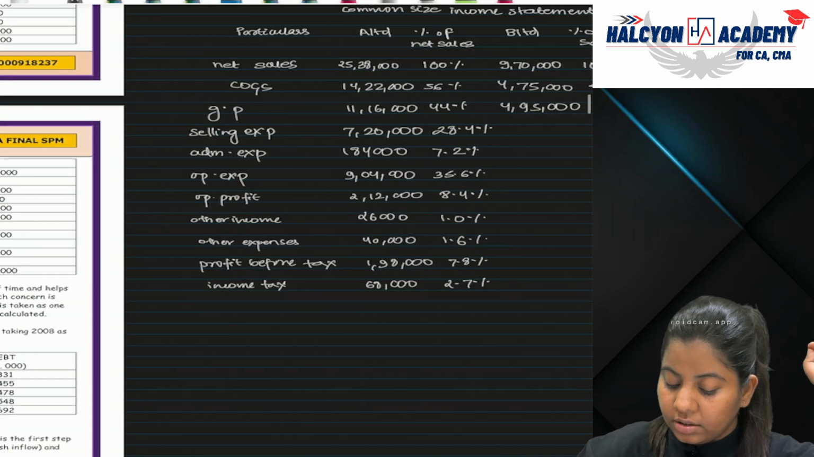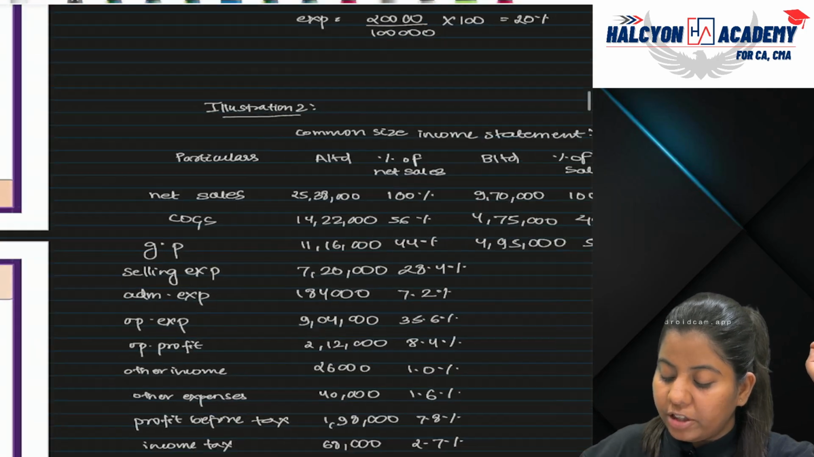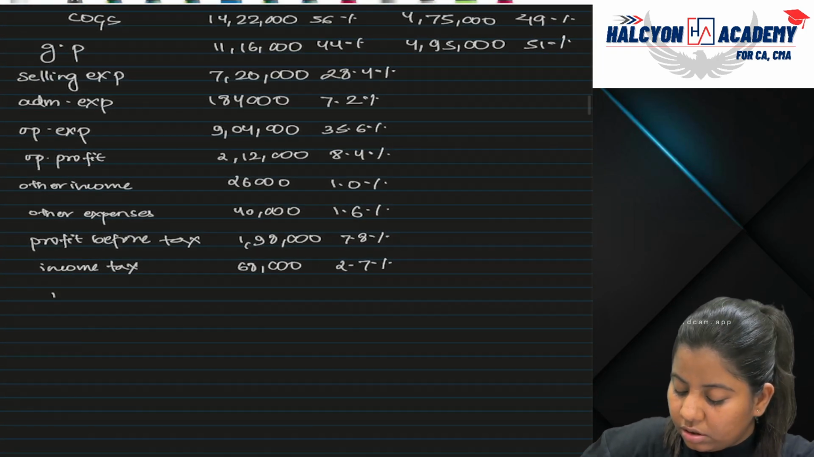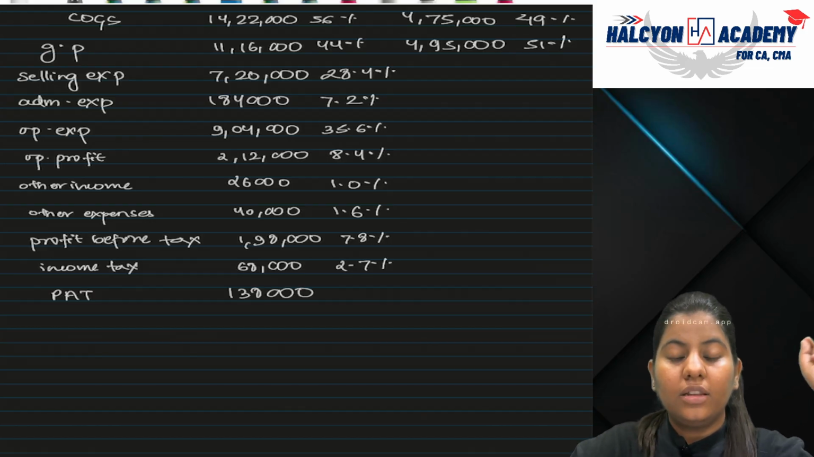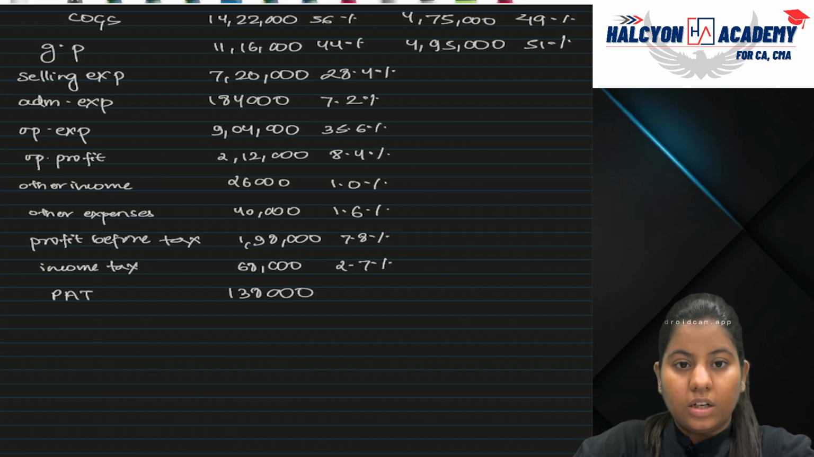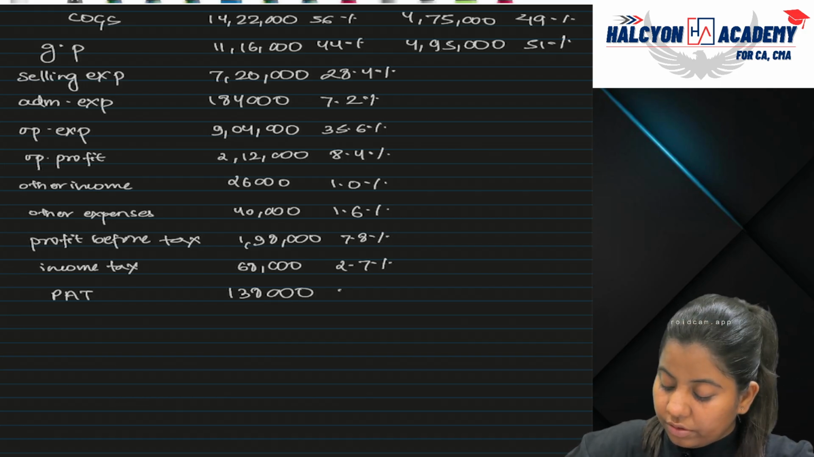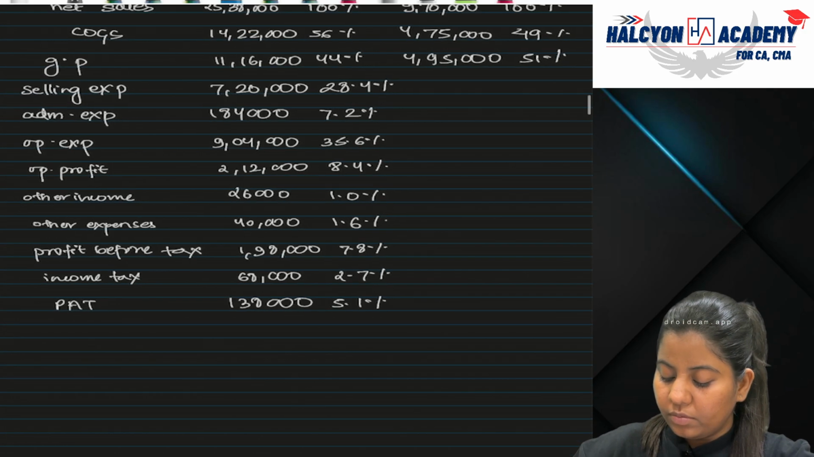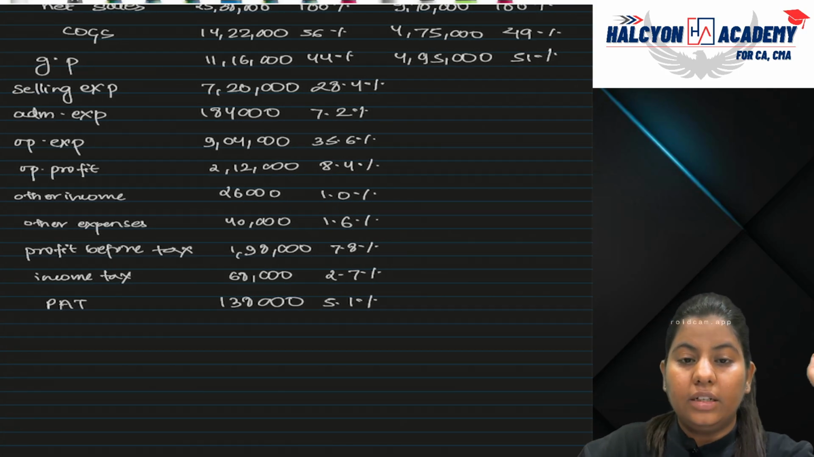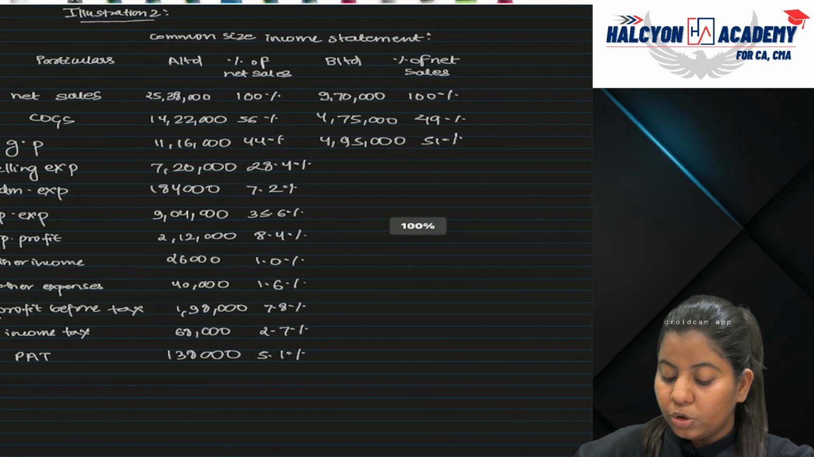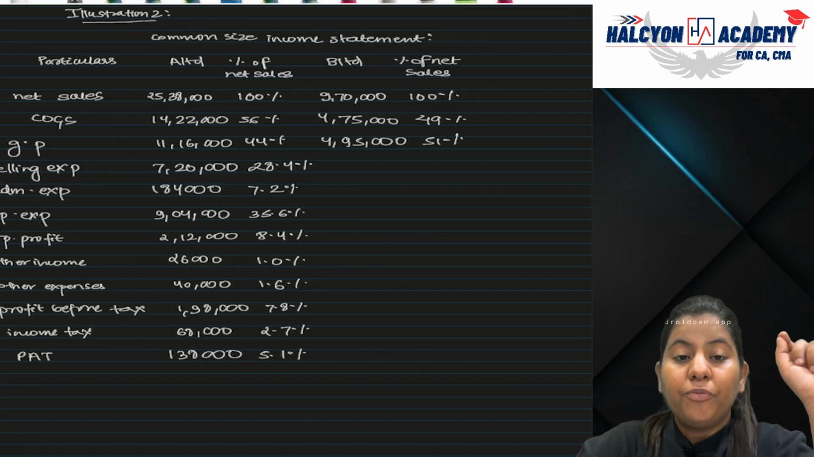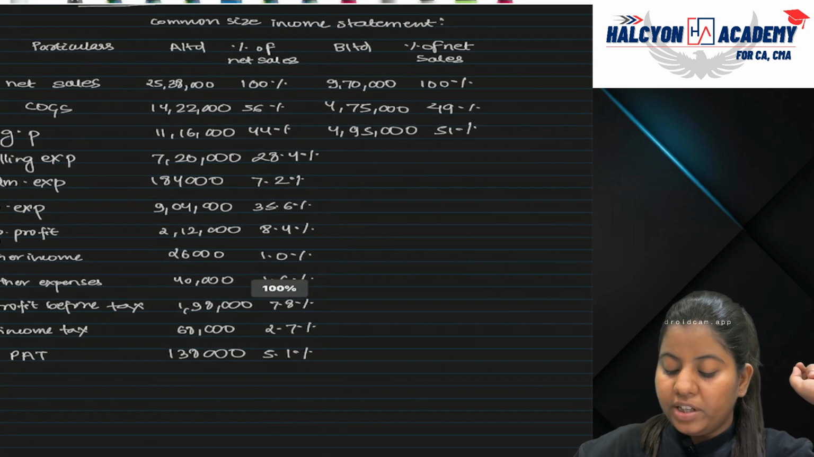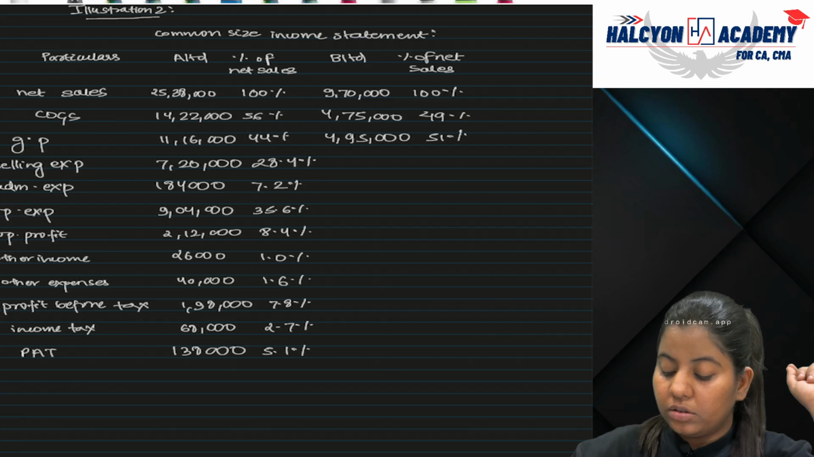And at last, what is given? Profit after tax, 1,38,000. So 1,38,000 divided by 25,38,000 will be 5.1%. So the given net profit, our PAT, profit after tax, is 5.1% of turnover.